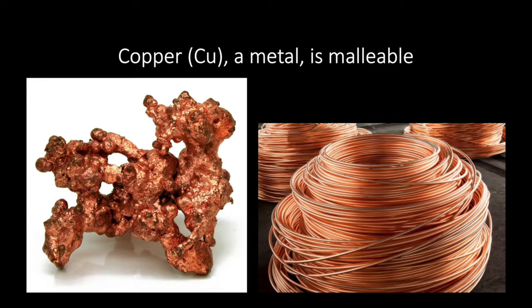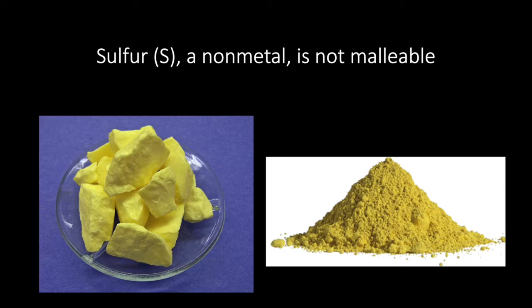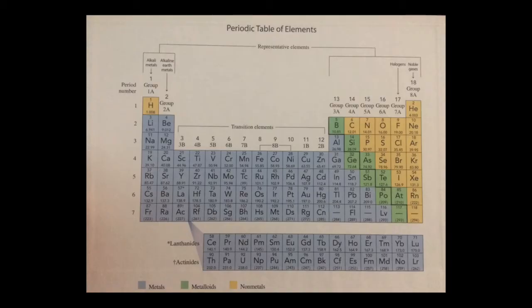And just to illustrate the point with being malleable, you could take that wild chunk of copper on the left, hit it with a hammer until it's long and thin, like the copper wire on the right. If you try to do the same thing with a nonmetal, like sulfur, it just crumbles into pieces. So sulfur is not malleable, whereas copper is malleable. In other words, hammerable.